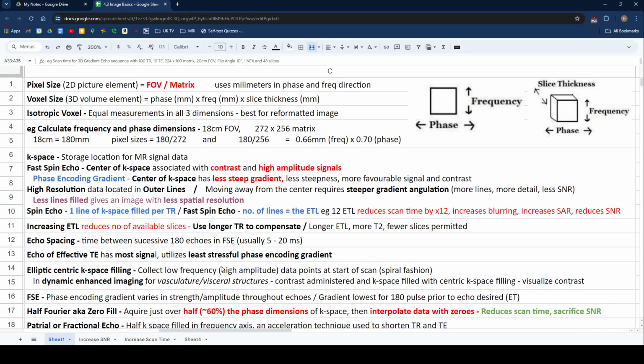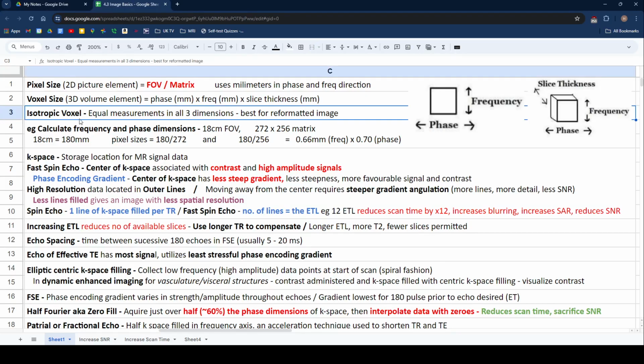So pixel size again is field of view divided by matrix. It uses millimeters in the phase and frequency direction. Voxel size is a 3D volume element. It is phase times frequency times slice thickness. An isotropic voxel has equal measurements in all 3 dimensions, and these are best for reformatting an image.